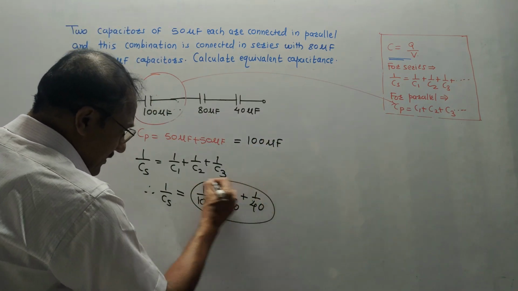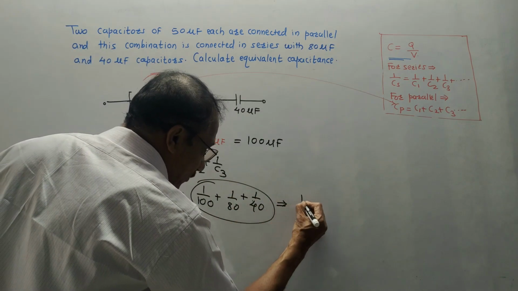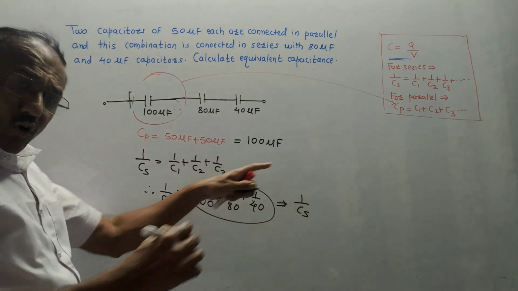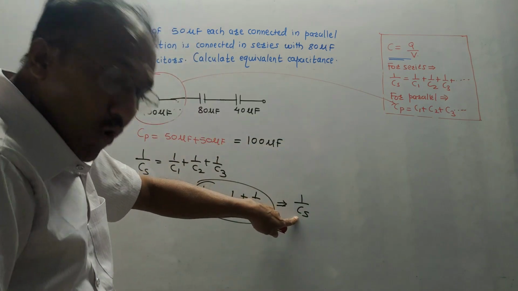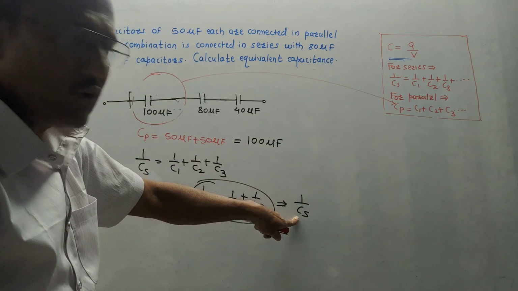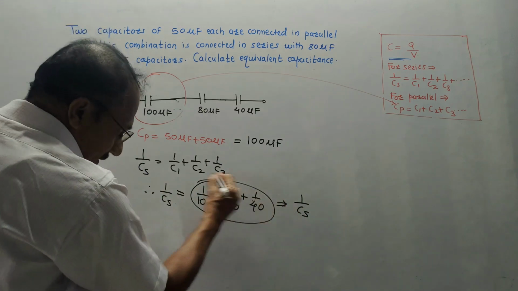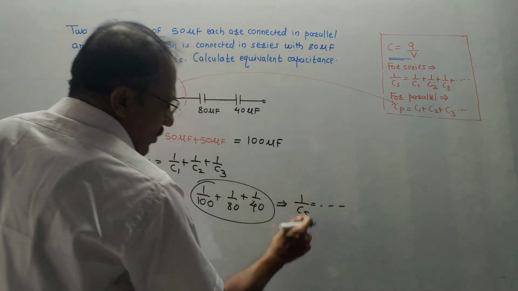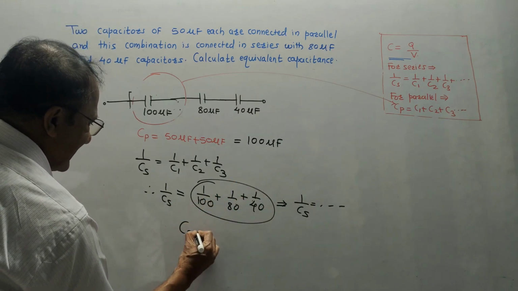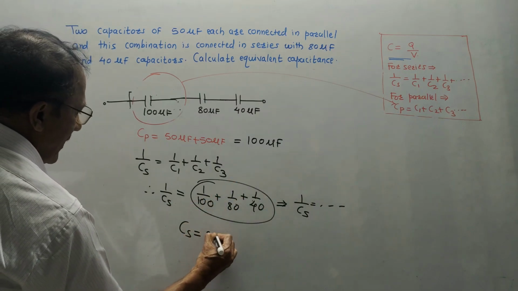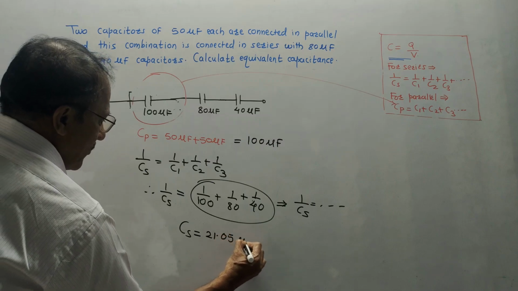After solving this, you will get the answer for 1 by Cs. Without fail, take the reciprocal of this answer because we now want the answer for Cs, not for 1 by Cs. So after doing this calculation, you will get some value that is equivalent to 1 by Cs. Take the reciprocal of that. So final answer is 21.05 microfarad.